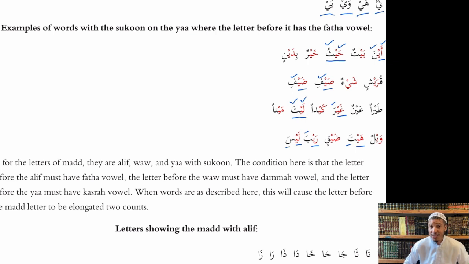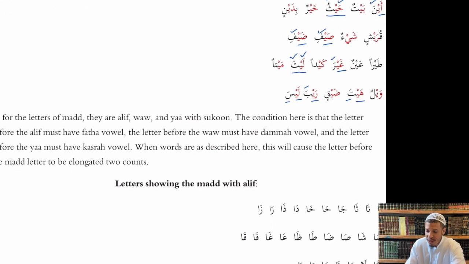But the difference here is that they have sukoon: alif with a sukoon, waw with a sukoon, or ya with a sukoon. These are the letters of med. But in this case, the letter before the waw with the sukoon has dhamma vowel. The letter before the alif with the sukoon has fatha vowel. And the letter before the ya with the sukoon has kasra vowel. As we're going to see here.